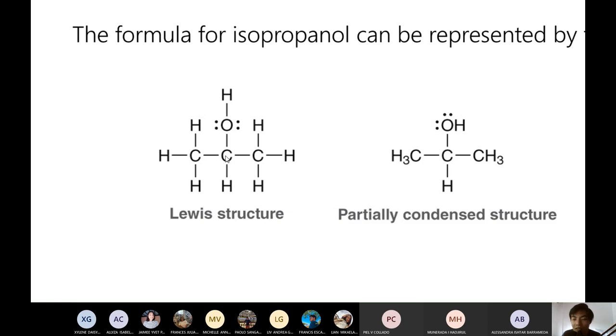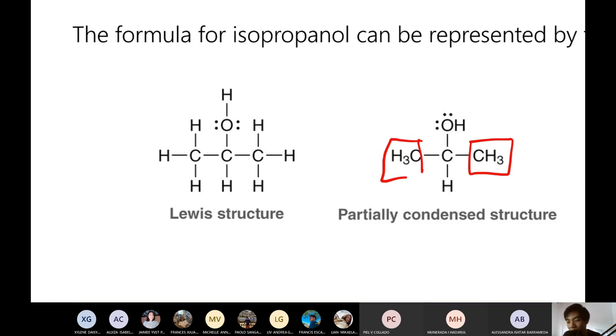So anong ginagawa natin? Sometimes we condense the formula. So we condense the Lewis structure in such way yung hydrogens na nakakabit kay carbon, hindi na natin pinapakita yung bond. Ginagawa na lang natin silang ganito. Okay? Yung mga CH3, CH2, CH2 something. So meaning lang nun, for example, ito, CH3. Itong tatlong hydrogen, connected sila sa carbon.